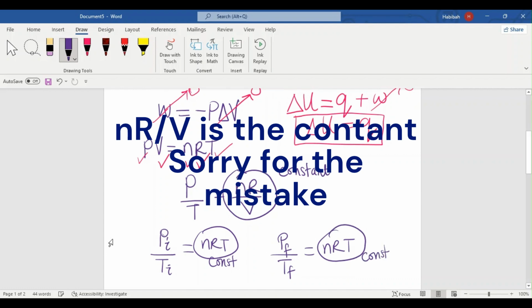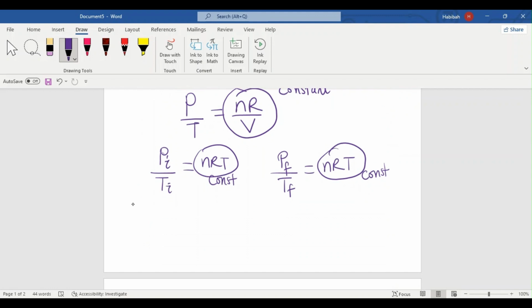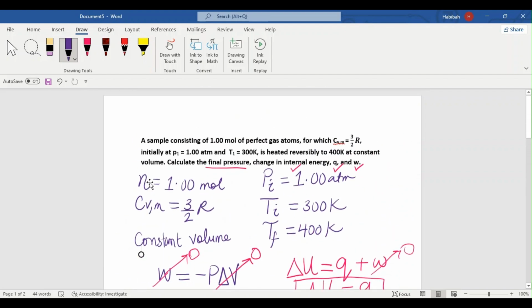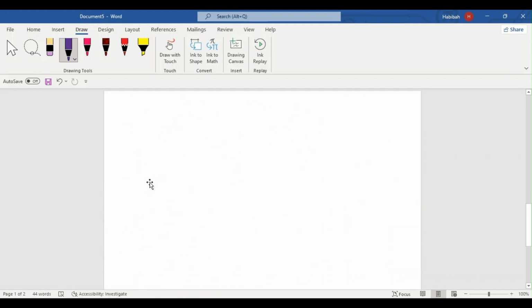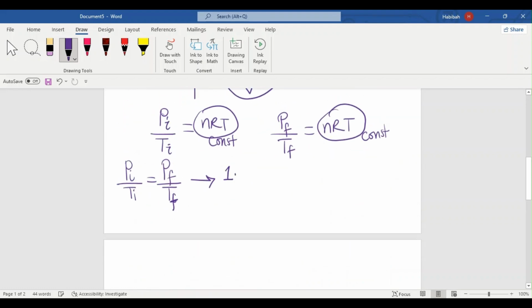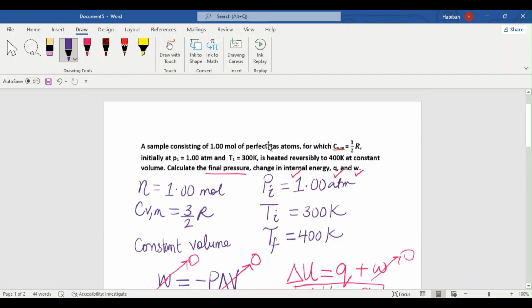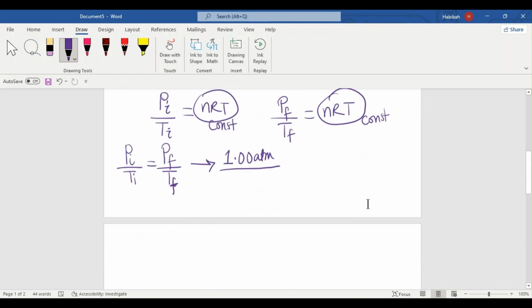So what we can do now is merge the two together. We end up with P initial divided by T initial equals P final divided by T final. This is what we are going to use to solve the question. All we have to do is input the information. We have P initial, which is 1.00 atmospheres, divided by T initial, the initial temperature, which is 300 kelvins.